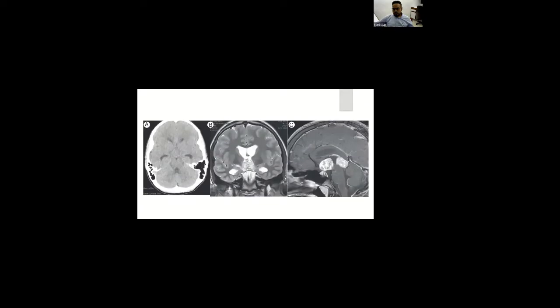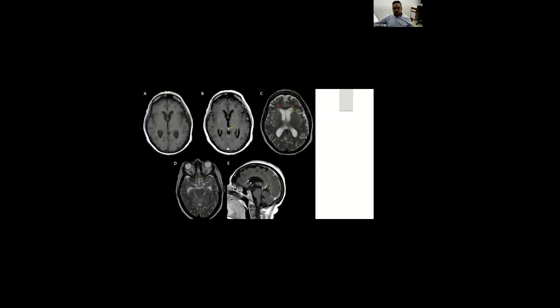So these are axial non-contrast CT head images which show dilatation of the lateral ventricles, and then a heterogeneous mass, which we can see here in the suprasellar region. Coronal T2 weighted MR image shows that there is a heterogeneous mass within the pineal region with resultant dilatation of the lateral ventricles. And in the post-contrast image, you can see that there is heterogeneous enhancement of the suprasellar and pineal mass. And you can see the hydrocephalus. So this is a case of pineal and suprasellar germ cell tumor.